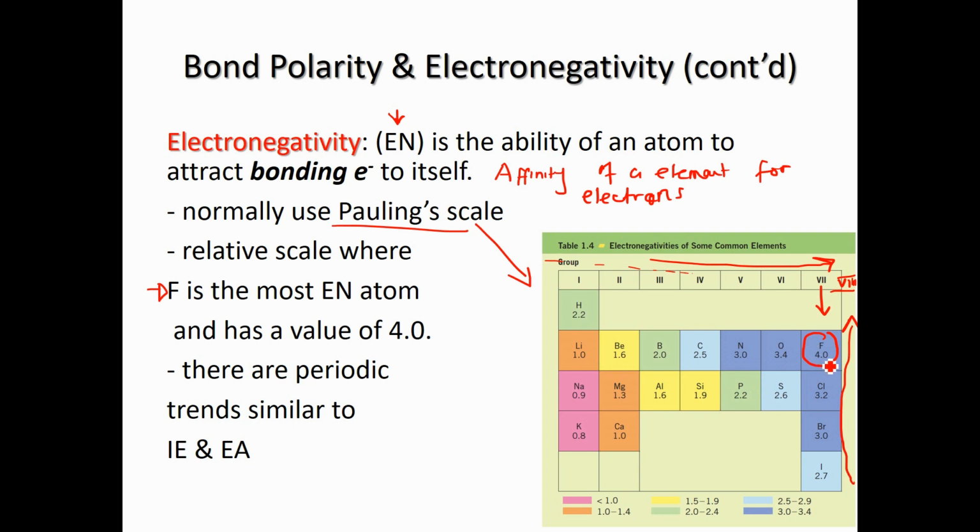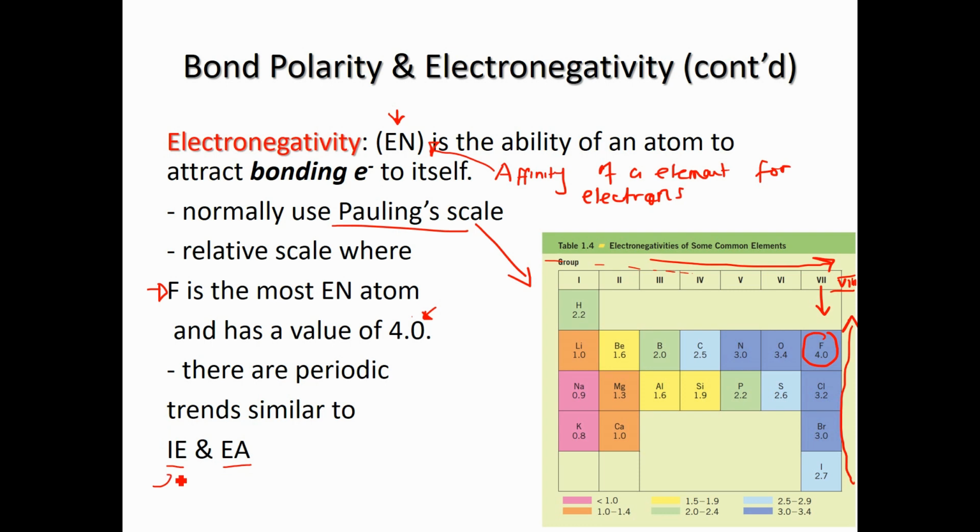So you see fluorine has about 4.0, some authors say it's 3.90, but anyway, fluorine will have the highest number. So it has the highest electronegativity value, which is 4.0 according to the Pauling scale. There are periodic trends similar to this, which are ionization energy and electron affinity. Obviously, electron affinity, Ea, is related to electronegativity. The higher the electron affinity, the higher the electronegativity.